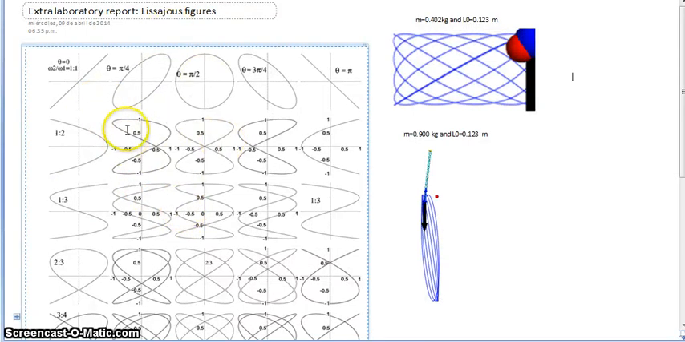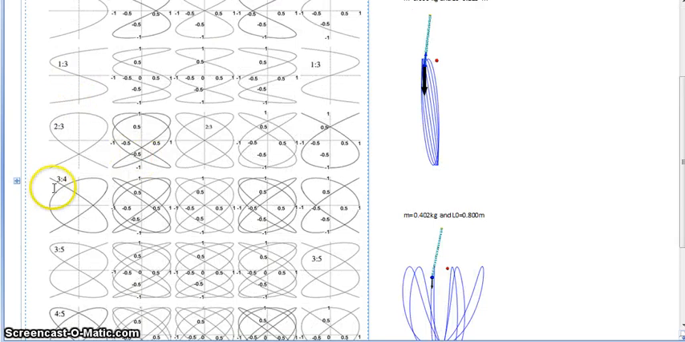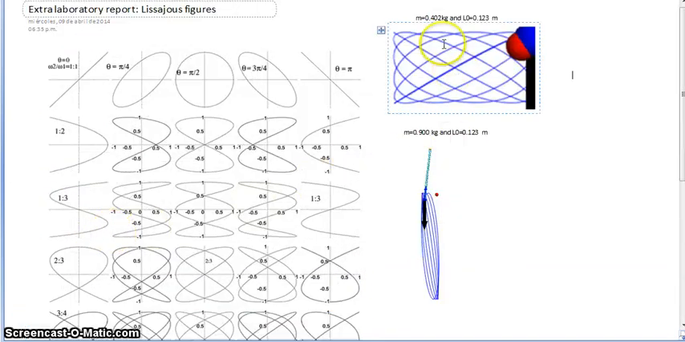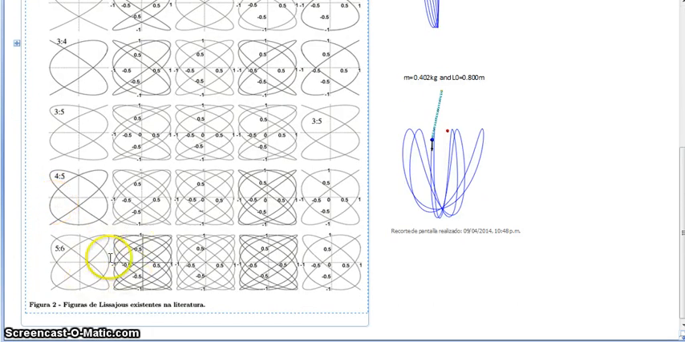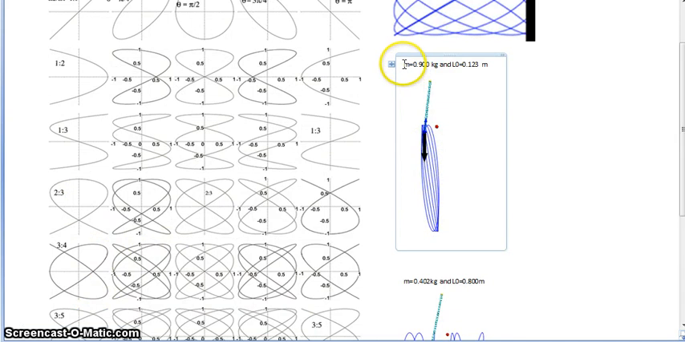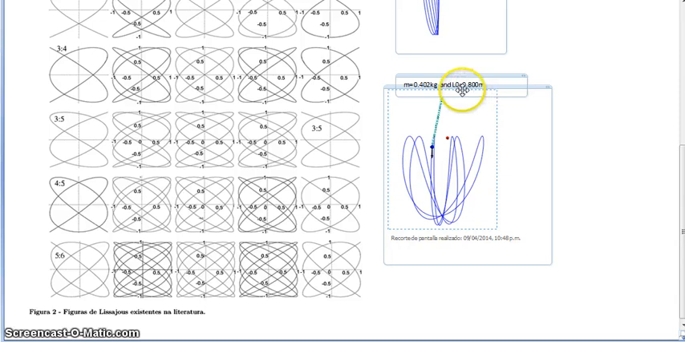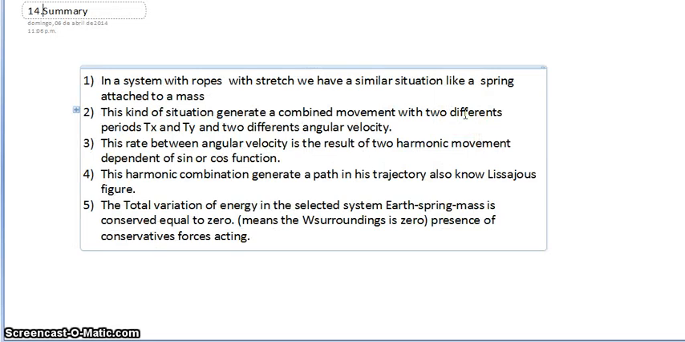As you can see, in this proportionality, the original value of mass and initial longitude is very similar in this case. Now we have the variation of the mass and we have this kind of movement. Lastly, considering the variation of the longitude with the mass equal, this is the movement obtained. In a system with ropes with stretch we have a similar situation to a spring attached to a mass.